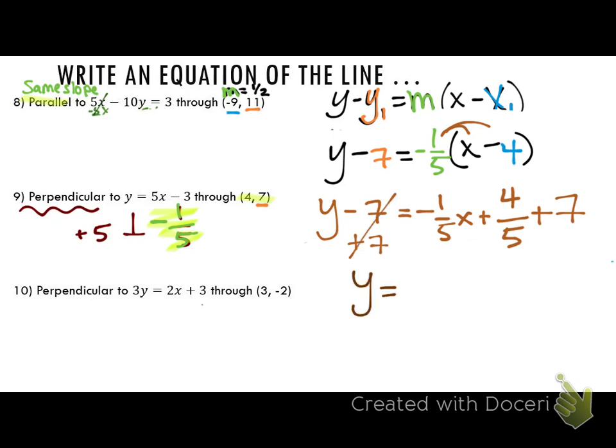So we got y equals negative 1/5 x. Again, do they have like denominators? They do not. What's the denominator of 7? 1. So what do I want both of them to have a denominator of to combine them? A 5. So I'm going to multiply the top and the bottom by 5.